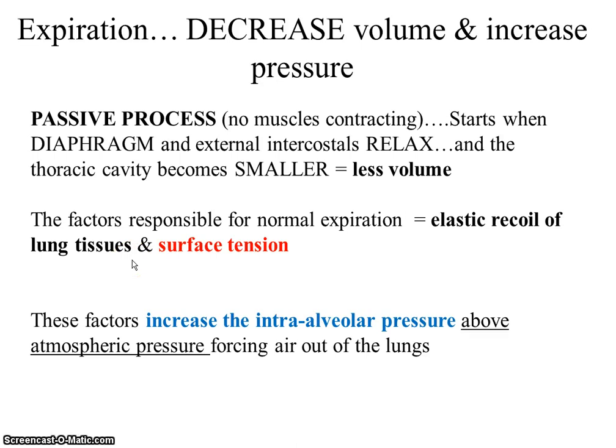And surface tension also allows for this. So surface tension impedes or resists inhaling, but is necessary because it helps us exhale. But surface tension is never going to win. In other words, you're never going to collapse your alveoli because of surfactant. But these factors together, again, elastic recoil, surface tension, and relaxing muscles, all cause the intra-alveolar pressure to go higher than atmospheric, and air is pushed out of the lungs.